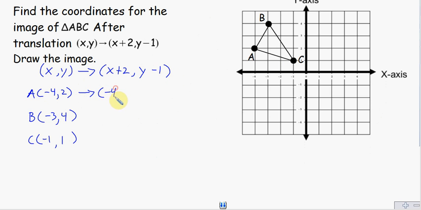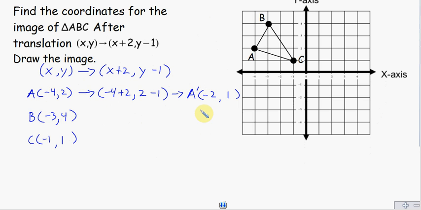So I'm going to take the x-coordinate, which in this case is negative 4, and add 2 to it. I'm also going to take the y-coordinate, which is 2, and subtract 1 from it. So I'm kind of doing this all at once. Notice x-coordinate, add 2 to it. Y-coordinate, subtract 1 from it, just like it says up here. So this makes my A prime, my new point, which is going to be negative 4 plus 2 is negative 2, and 2 minus 1 is 1. So there's my new point for A prime.